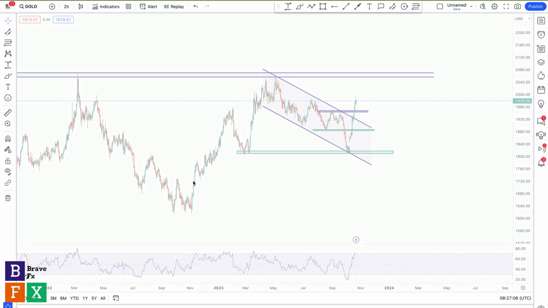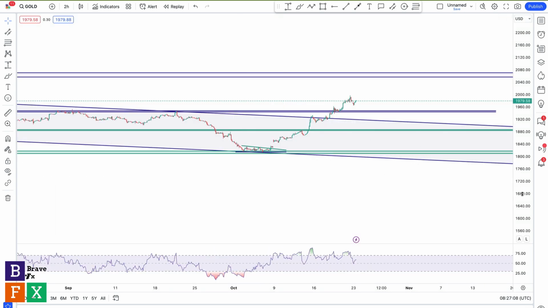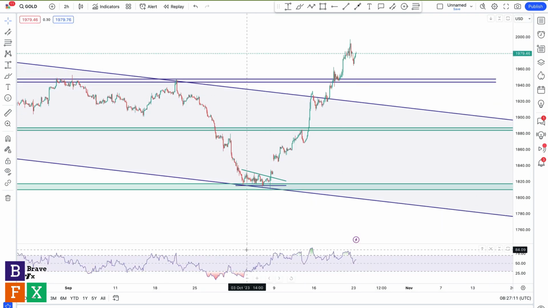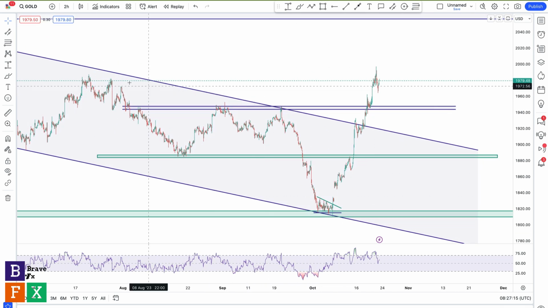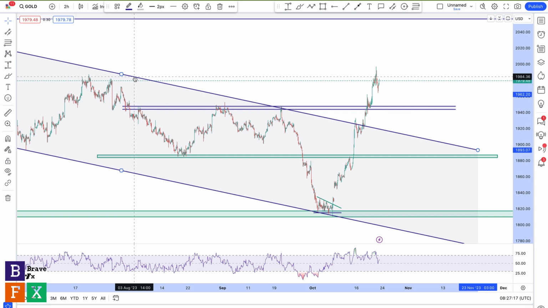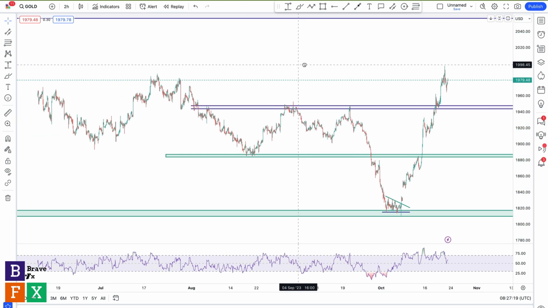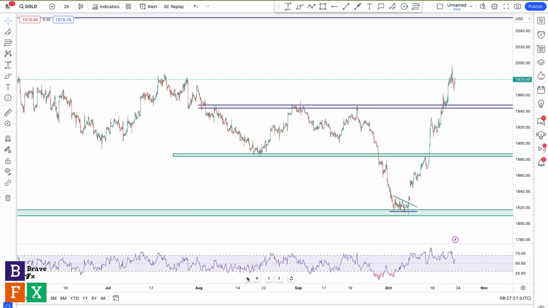So going down to the 2 hour time frame, please don't mind the many lines I have on the chart. It's just to highlight the various areas of value. So this is our channel, so I'm going to get rid of this channel right now because that's been invalidated. So we're going to work with the areas of value we have on the chart.